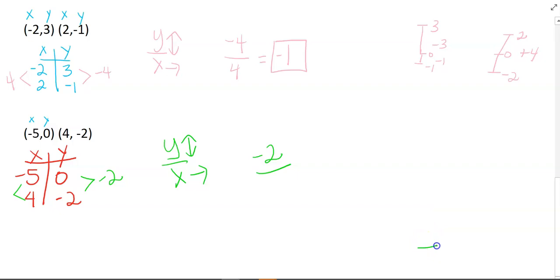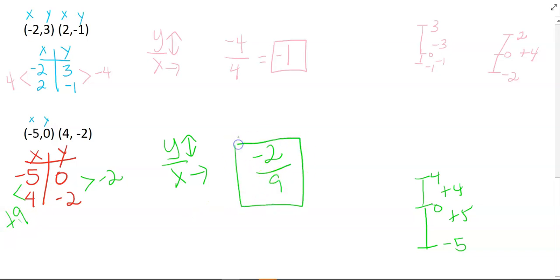This one's kind of intense. When I picture it, usually what I do is I hold up my arm and kind of visualize it for you guys. But I go from negative 5 and I go up to 0, and then I go up to 4. So I went up 5, up 4 for a total of plus 9. That can't be reduced, so that is your slope.